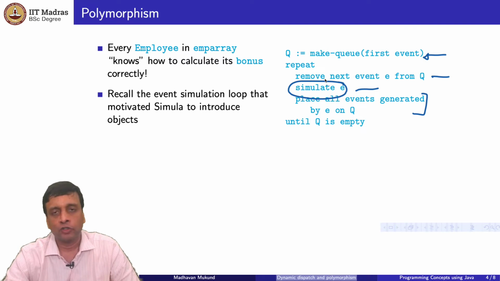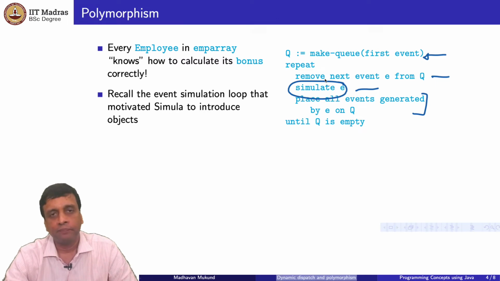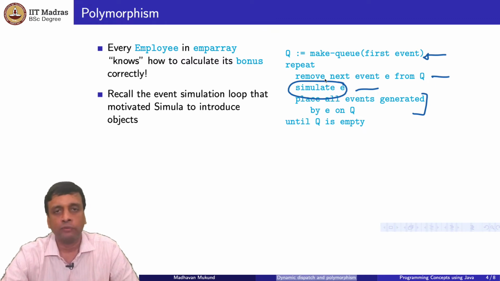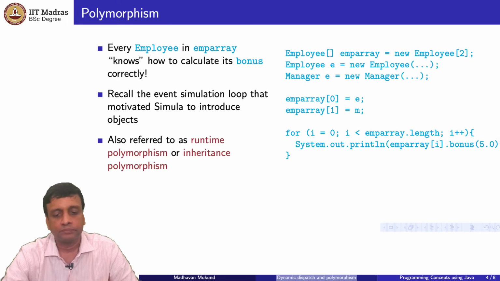So we see it in Java also. Basically, just like that employee array which had different types of employees in it, here we have a queue which has different types of events in it. Each of the events in the queue will be a subtype of some parent event type. Each of them will have its own simulate method which overrides the parent simulate method. So when I pick up an actual event from this queue and I simulate it, it will run the local version of simulate. That's how this dynamic dispatch works. And this was really the motivation of introducing it in a language like Simula, and that's why we use it by default in Java as well.